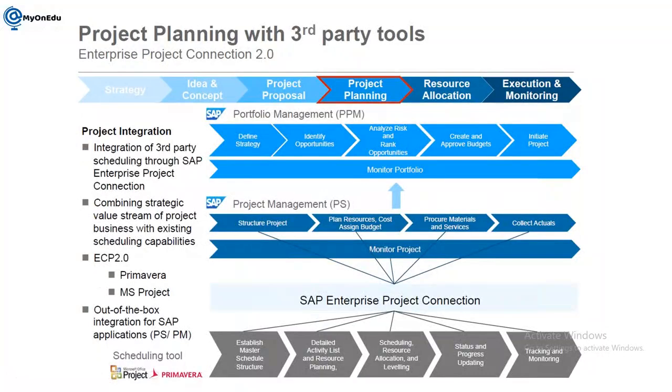When we are understanding this complete PPM, PS, and EPC, let me explain this portion only. PPM and PS. So here, when you are in the stage of execution or planning, you can directly integrate the project system here. So it is object to object. We'll go into more detail when we go for the course. Okay, here we are having the option of EPC, Primavera or MSP integration. There is out-of-the-box integration for SAP applications, PS and PM, plant maintenance also. You can integrate with EPC.